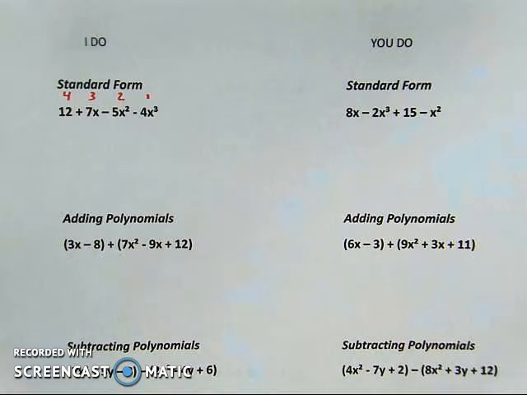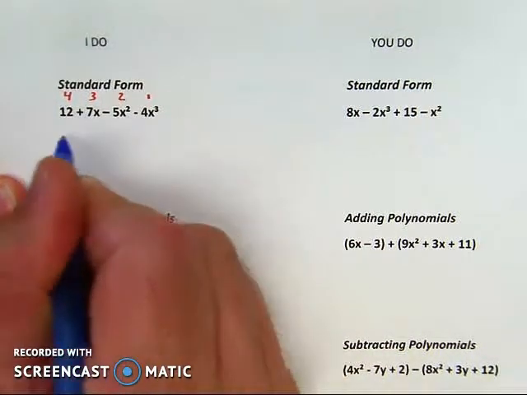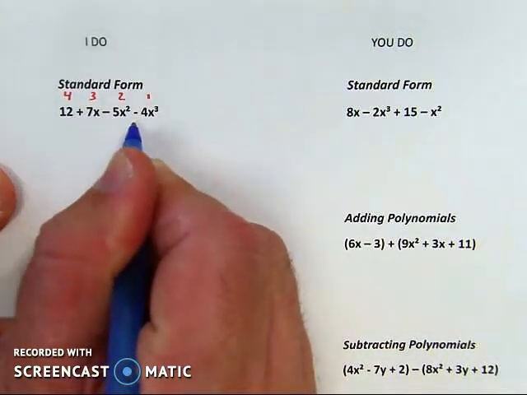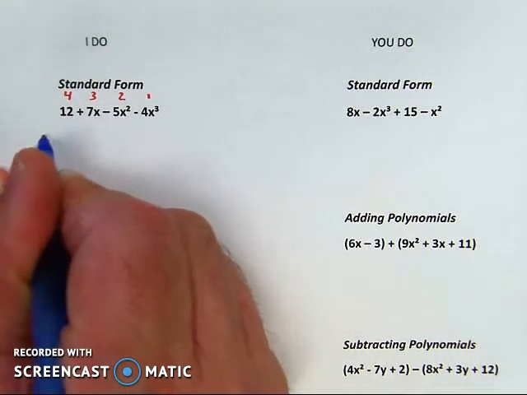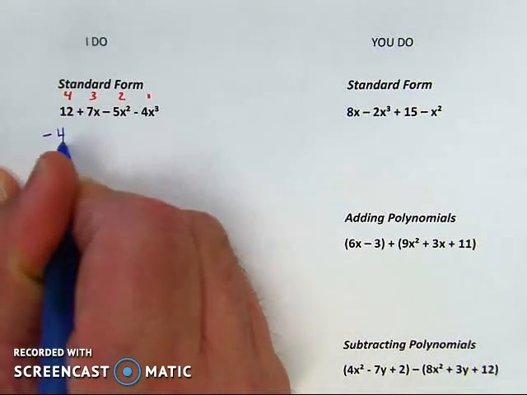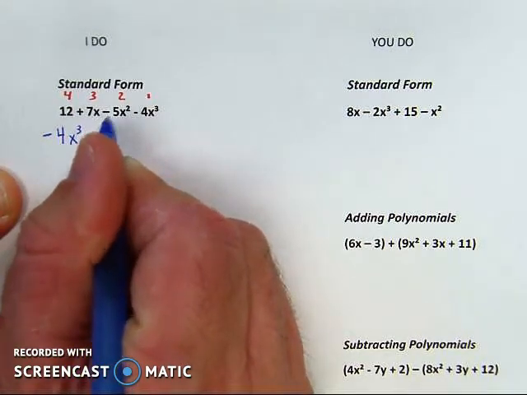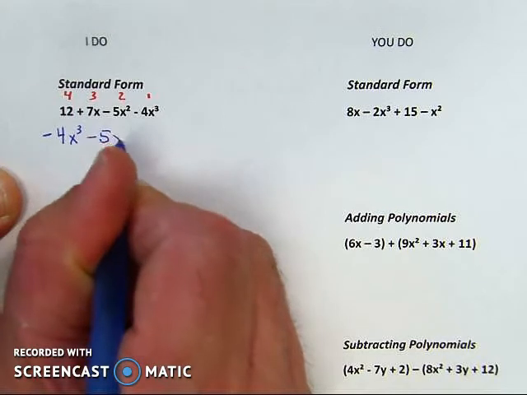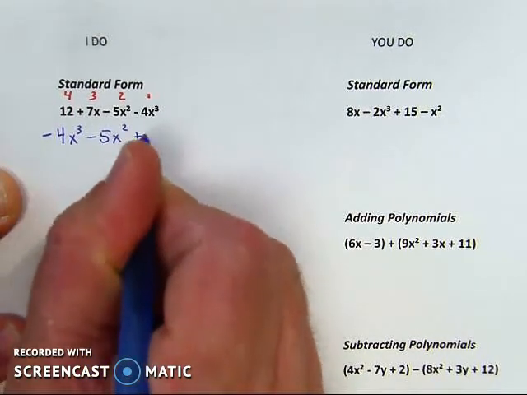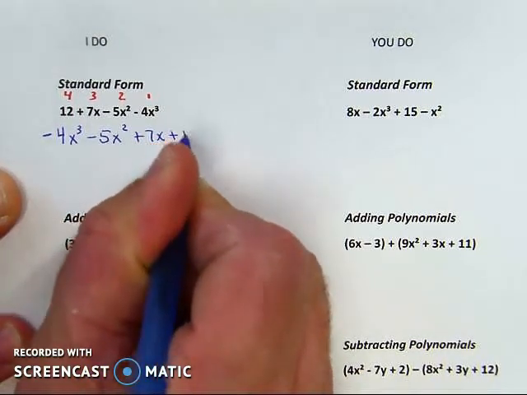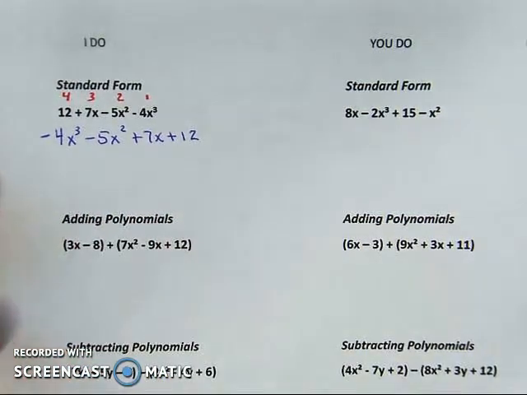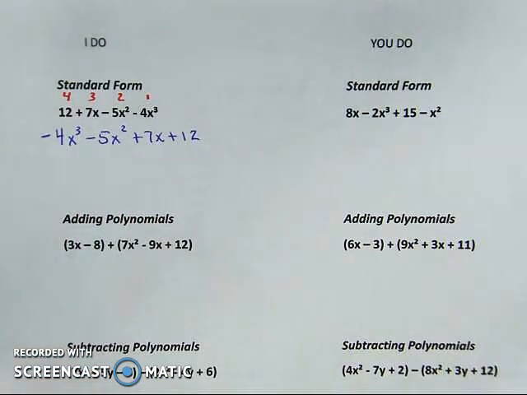So I'm going to go ahead and rewrite those with the 4x to the third, but also notice there's a minus right there. So minus, or negative, 4x to the third. And then the next term is this one, and it is also a minus, so minus 5x squared. And now I have a positive 7x and a positive 12. So that's now in standard form.